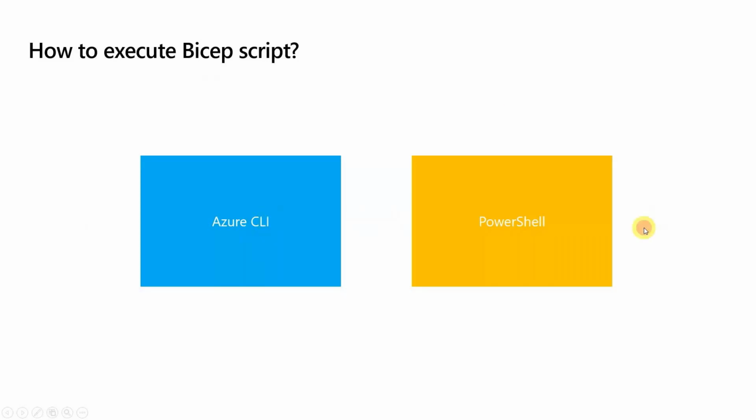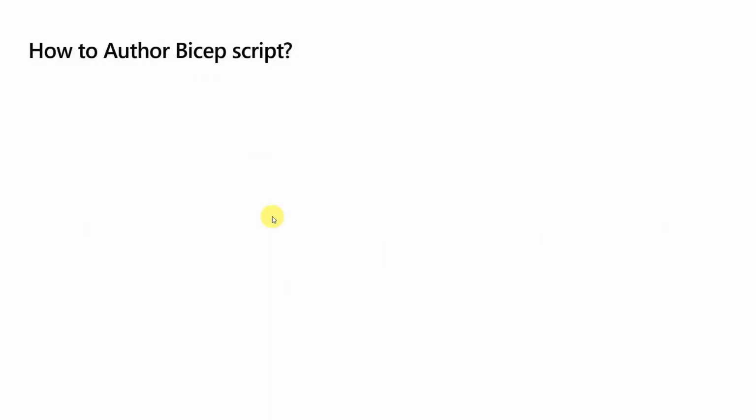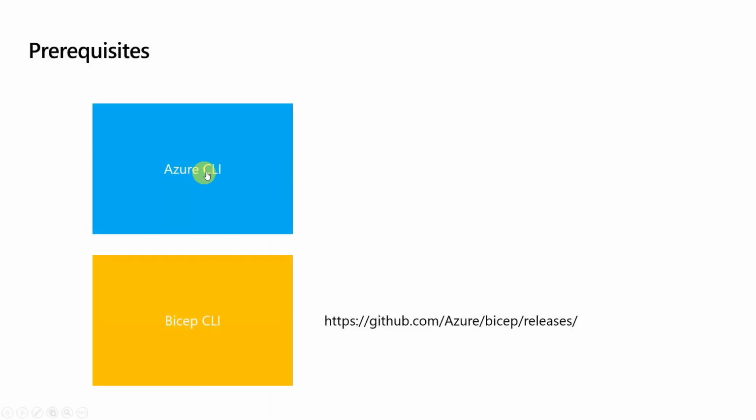Apart from this, we also will be installing an extension for VS Code. The extension name is Bicep. This Bicep extension will generate the code automatically. It will save a lot of our time. Okay, let's get started. I'll go back. So the prerequisites are first Azure CLI and then Bicep CLI, right? We need to start working with Azure CLI first.